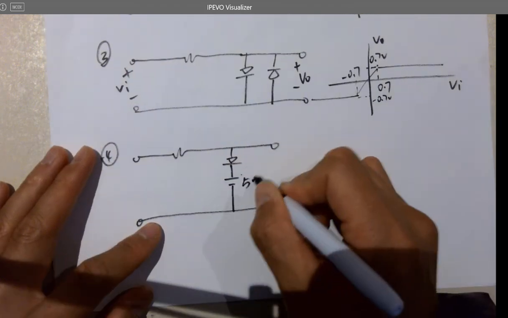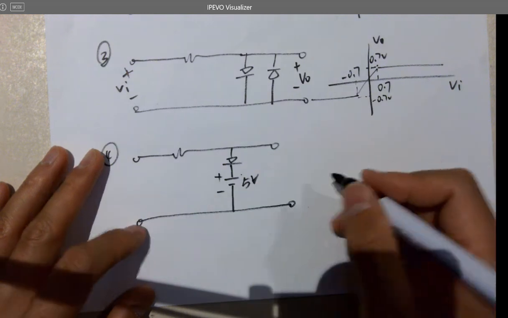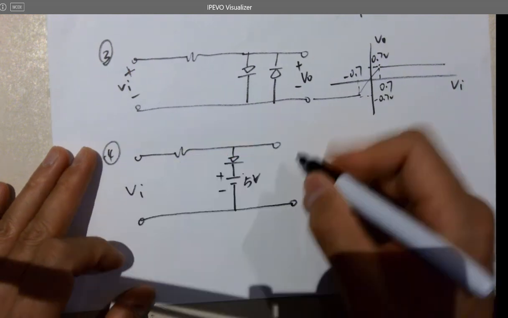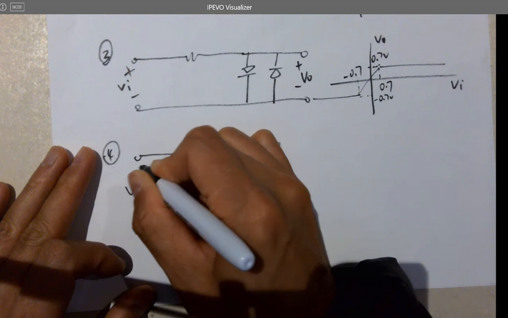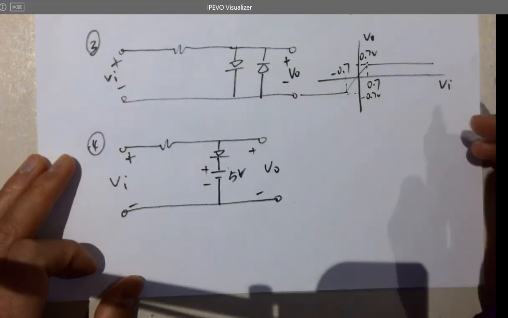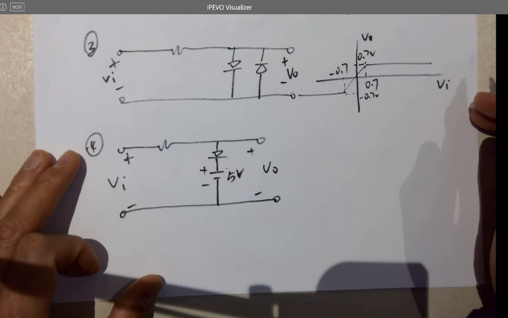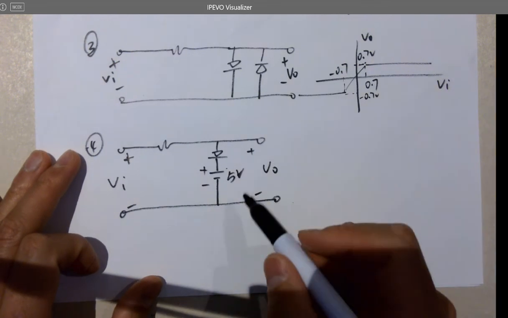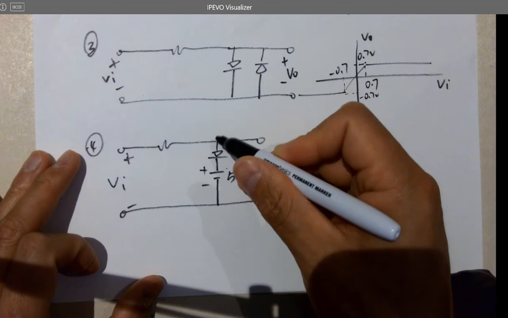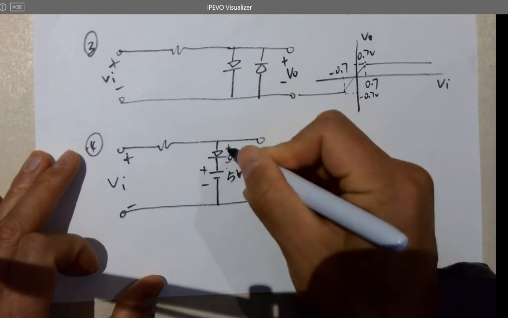That's a 5 volts battery. I can tell plus minus from top to bottom. Vi, Vo. So let's assume there's current flowing through it. Then there will be a 0.7 volts drop from top to bottom.